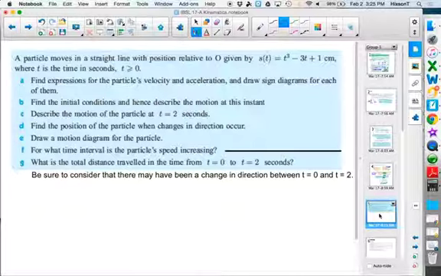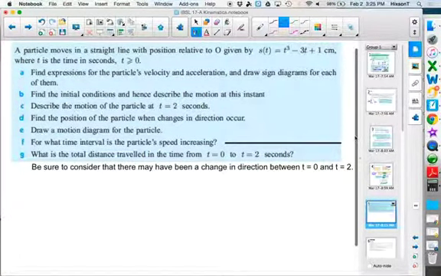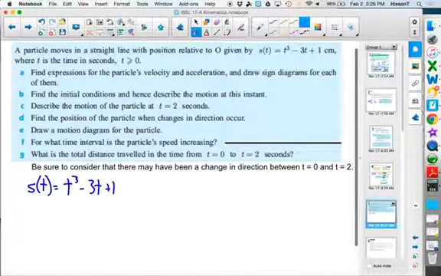Okay, so part A says we want to find expressions for the particle's velocity and acceleration and draw sign diagrams for each of them. Now that doesn't seem like that much of a problem, but that's where most of the work here is going to come from. We have s of t. I'm going to write this down here so I can see it. s of t equals t cubed minus 3t plus 1.